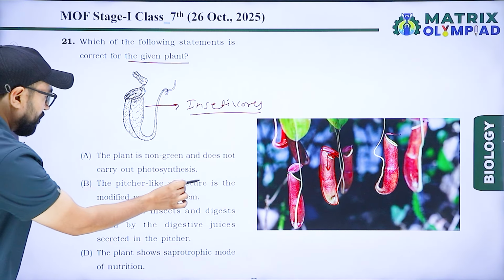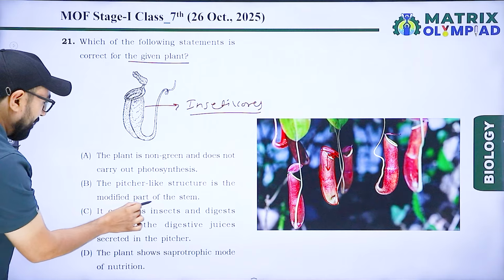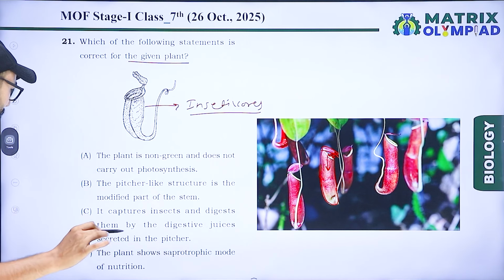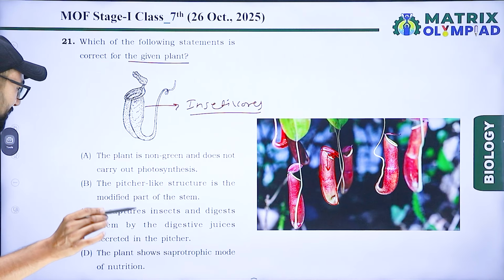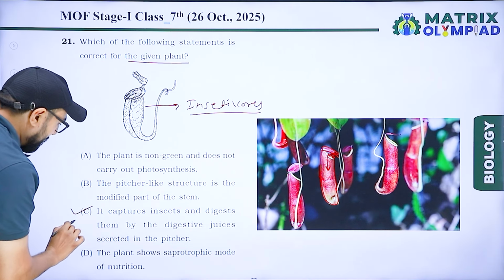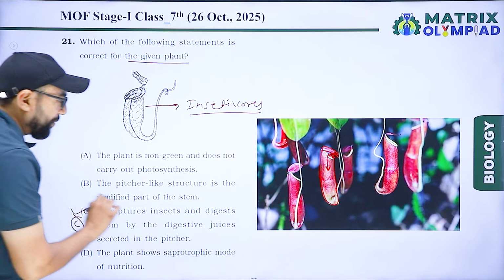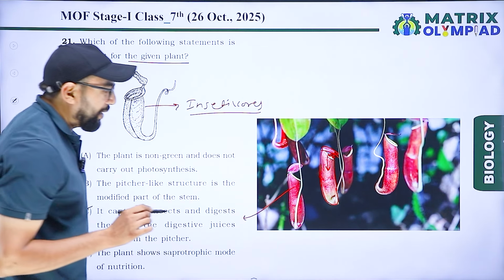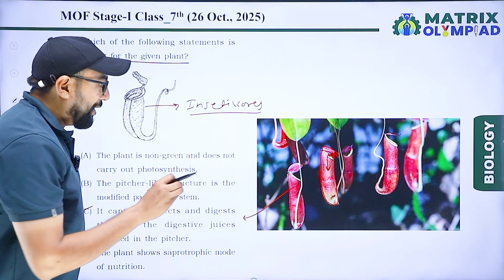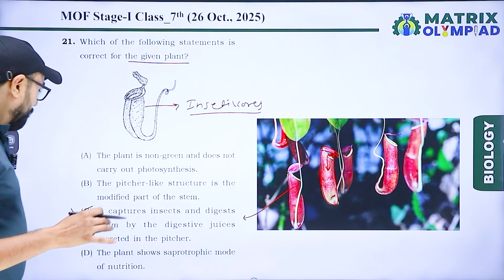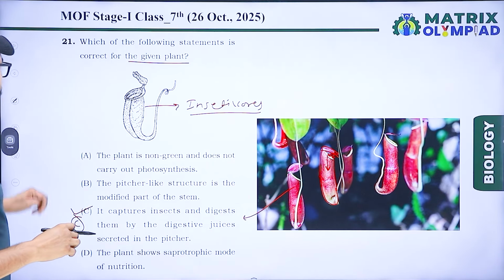According to the correct statement, the plant is non-green and does not carry out photosynthesis. The pitcher-like structure is the modified part of the stem. It captures insects and digests them by the digestive juice secreted in the pitcher. That is C. C is the right option. This pitcher-like structure contains many enzymes that digest the insect inside the pitcher. So option C is correct.